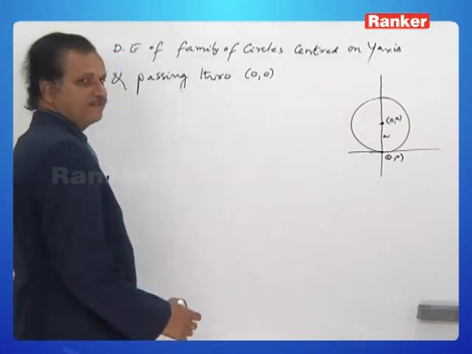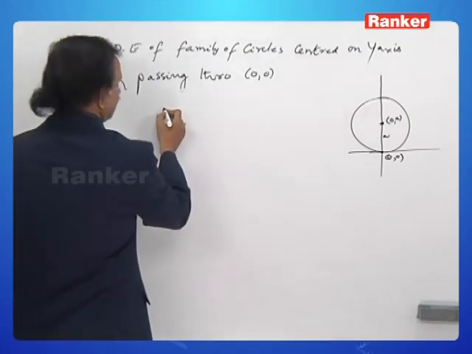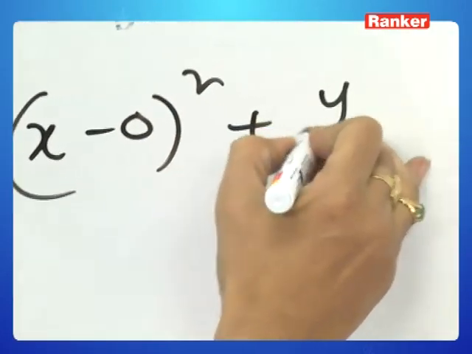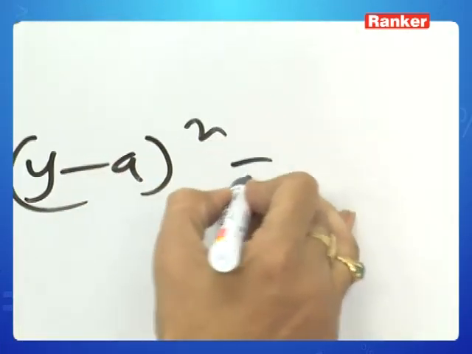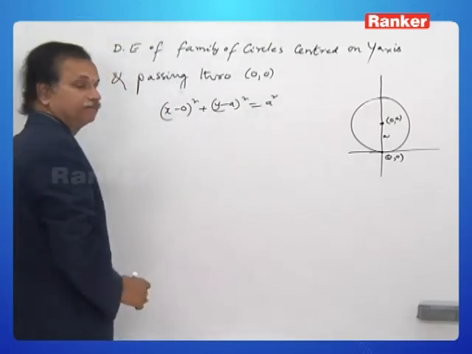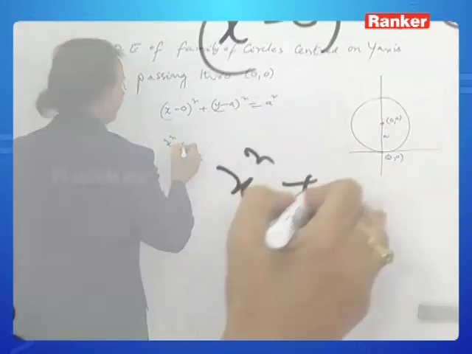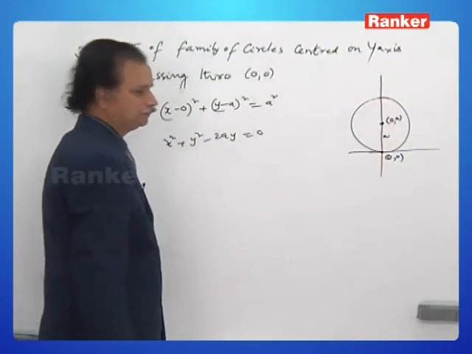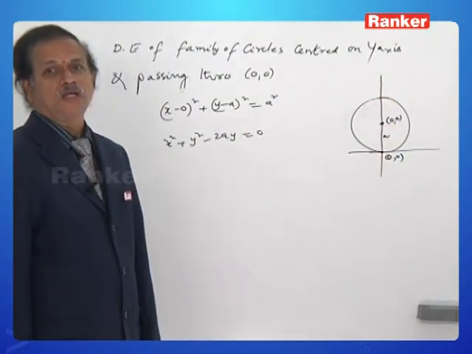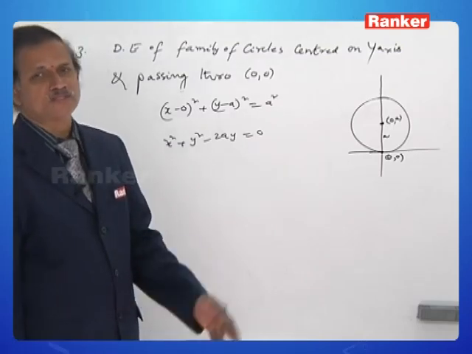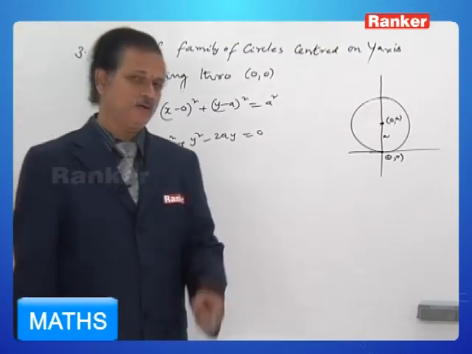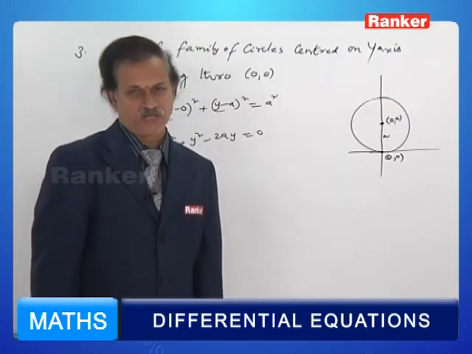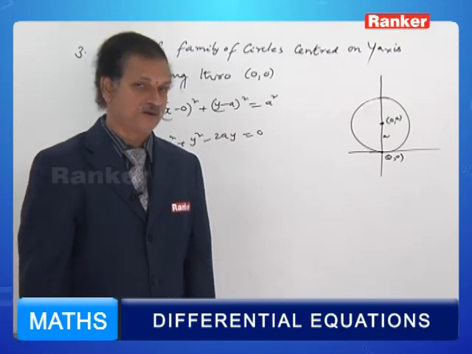What is the general equation of the system of such circles? (x minus 0) whole square plus (y minus a) whole square is equal to a square. That is x square plus y square minus 2ay is equal to 0. Just like in the previous case, here also we have only one constant to be eliminated, no problem. It means that we have to differentiate only once.